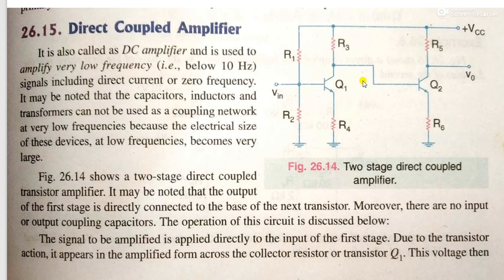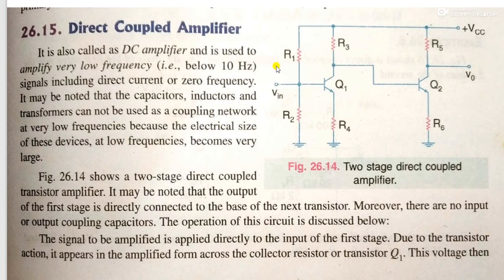stage. That's why it is called a direct coupled amplifier, or a DC amplifier, which is especially used for very low frequencies, that is frequencies below 10 Hz, or weak signals having frequencies near 10 Hz, including direct current or zero frequency. It may be noted that a capacitor, inductor and transformer cannot be used as a coupling network at very low frequencies because the electrical size of these devices at low frequencies becomes very large.